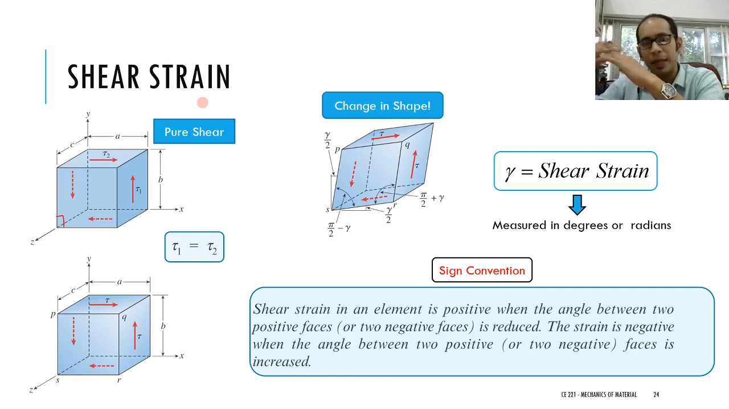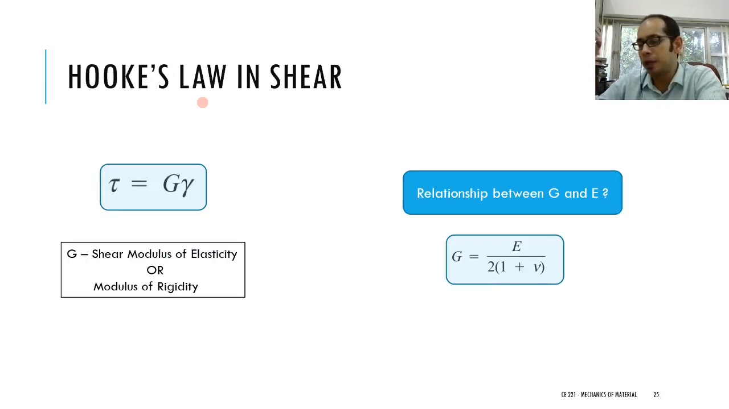In a similar way, analogically, there is a relationship between the tau and the gamma, which is this particular relationship over here, that tau is related to gamma in this particular form. The tau equals G times gamma, where G is the shear modulus of elasticity or the modulus of rigidity. E was the Young's modulus or the modulus of elasticity. This one, G, is the modulus of rigidity or the shear modulus of elasticity.